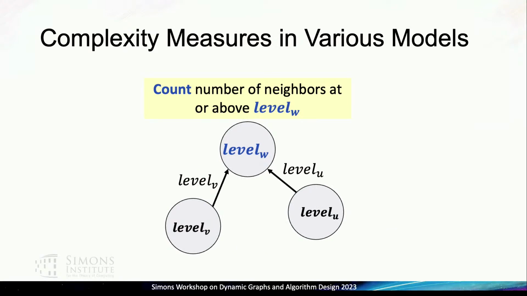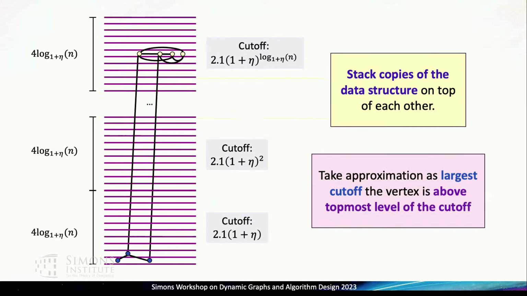What's the significance of the 2.1? The significance of the 2.1 is that it's easy for explanation. That's a great question. The 2.1 can actually be turned into 2 plus any constant greater than 0, and it affects your approximation factor.